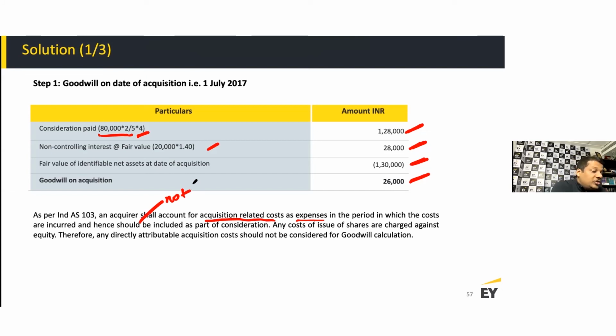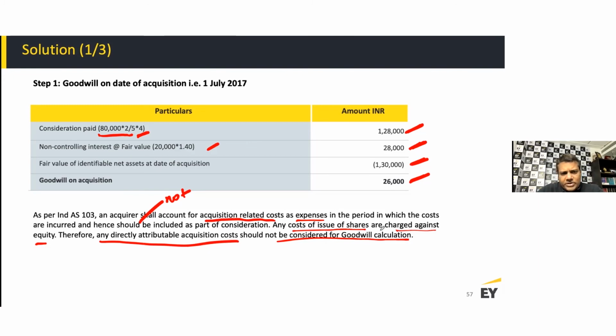Any cost of issue of shares are charged against the equity. Therefore, any directly attributable cost should not be considered for goodwill calculation. So that's step one done.